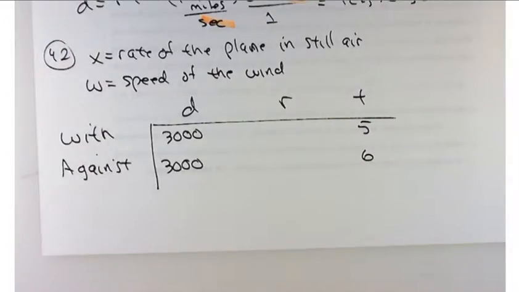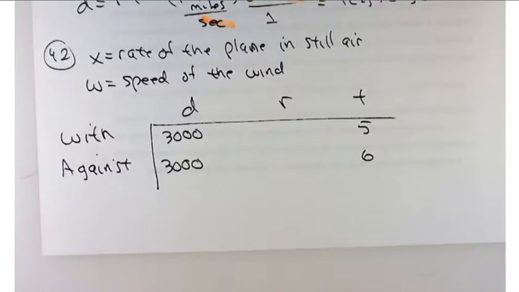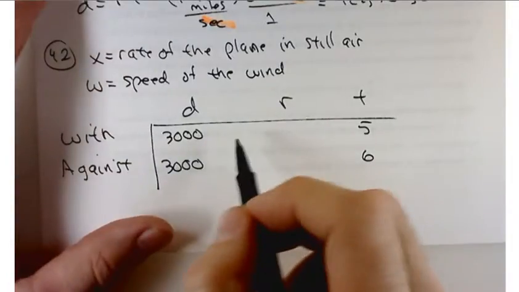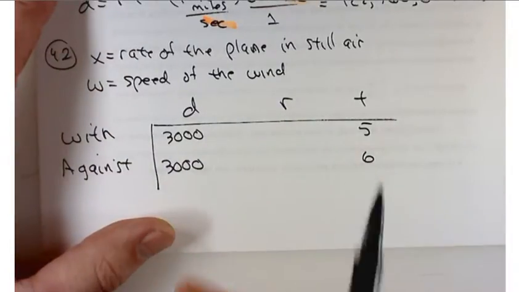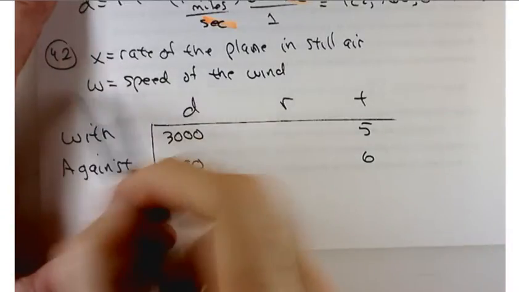There's still something I need to put in here for the rate. Now, the rate is really a combination of 2 things, right? It's a combination of your speed, speed of the plane, and the speed of the wind. So if I was going to write the rate down here when I'm traveling with the wind, what would it be? What should I use?